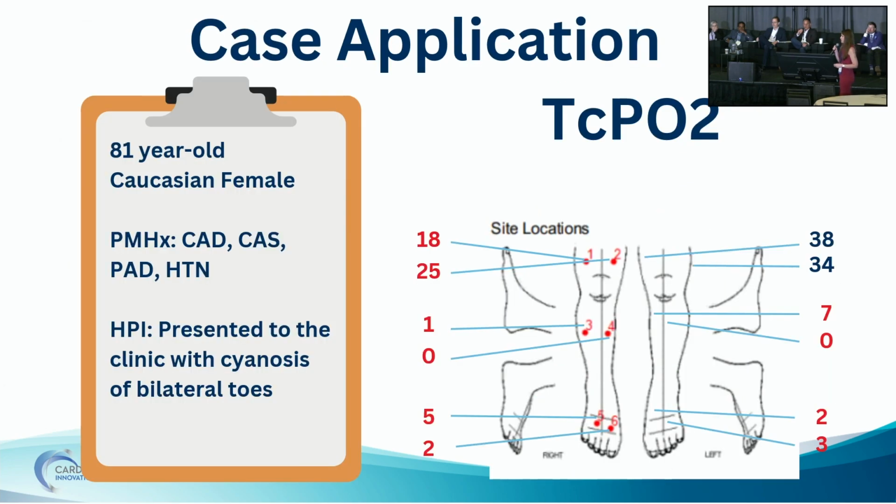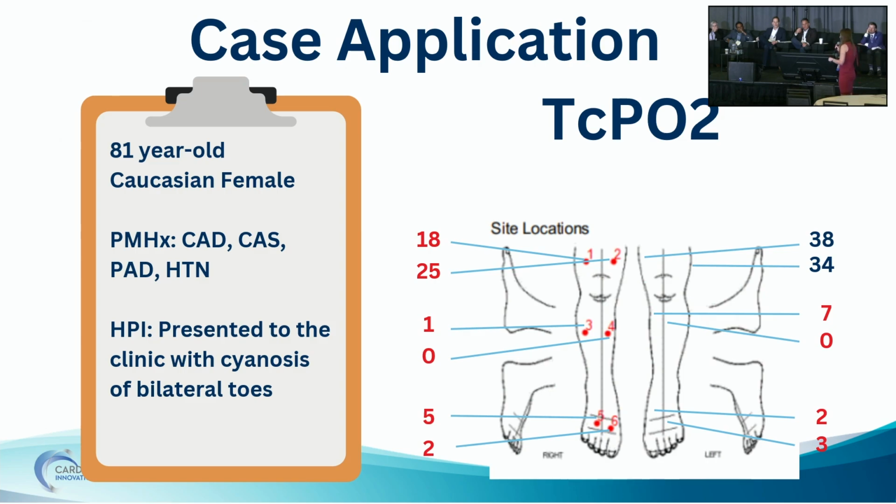So our next case is a little bit more cumbersome. This is also an 81-year-old Caucasian female with CAD, carotid artery stenosis, PAD, and hypertension, not a diabetic. But she presented with cyanosis of bilateral toes. For the past year, she'd been experiencing increased weakness and claudication symptoms.